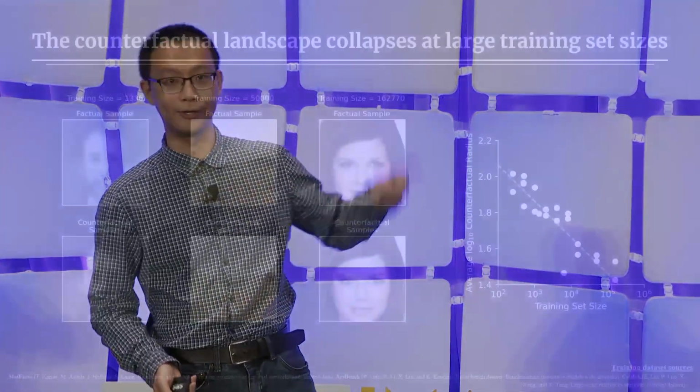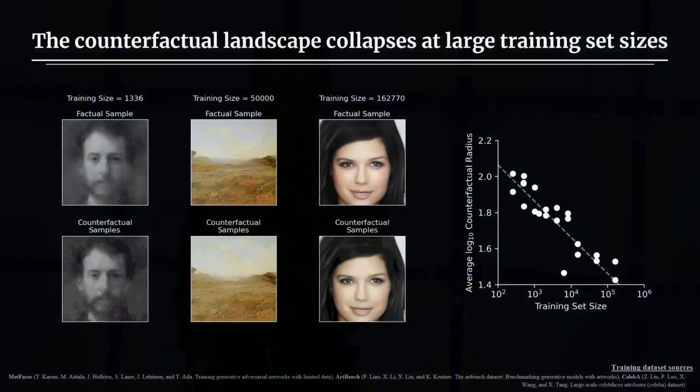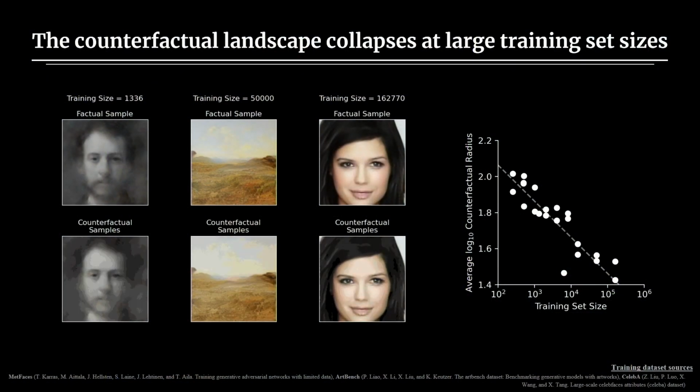And this is an effect that you can actually quantify. If you look at the plot over here, what we did is we trained a bunch of models. Each dot in the plot represents a model we trained. The x-coordinate gives you the size of the training set that was used to train the model. And on the y-axis, we plot the counterfactual radius, which is a measure we define to measure the variability within the counterfactual landscapes of the samples generated by these models. As you can see, a very strong and very predictive negative relationship here.